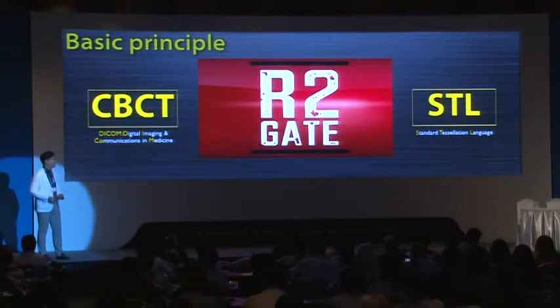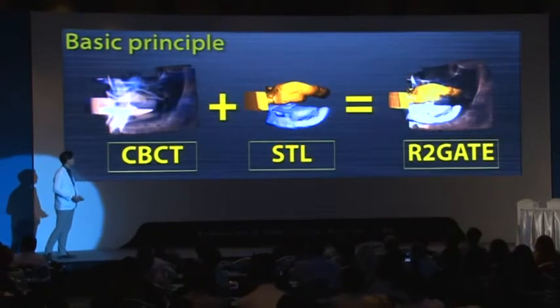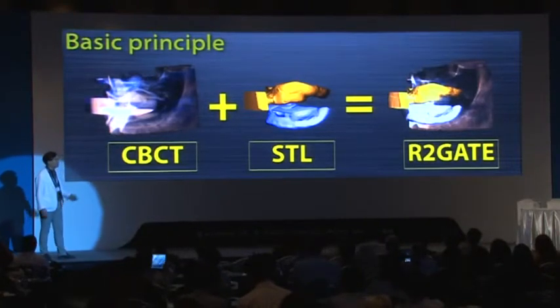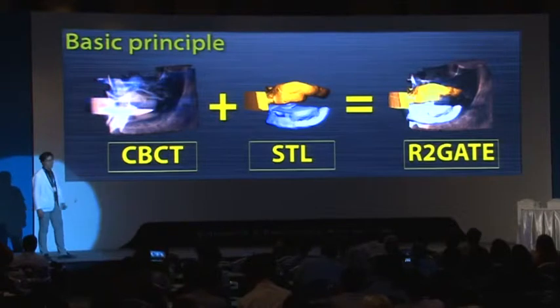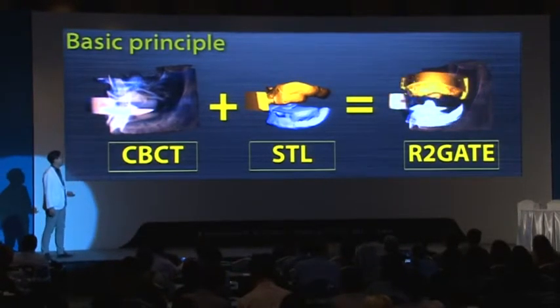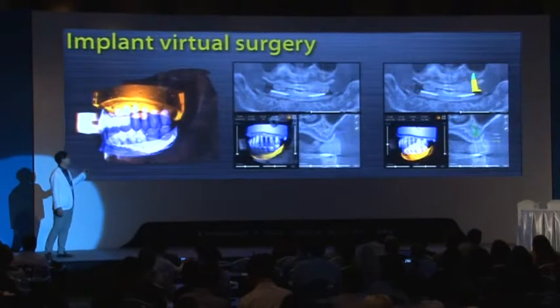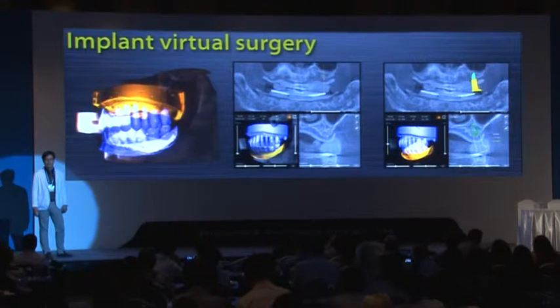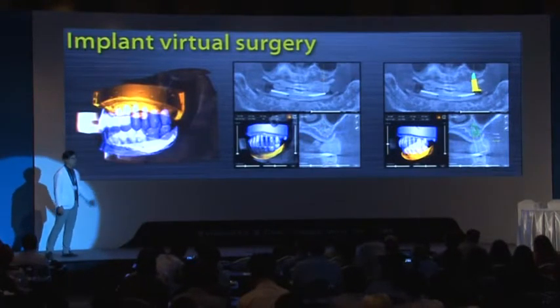So, the basic function is simple. Using the R2GATE, we can merge CBCT and STLs. Finally, we make very characteristic images, and then we upload the final restoration image like this. Using this, we can do everything before surgery. Use your mouse, and you place the implant simply like this.